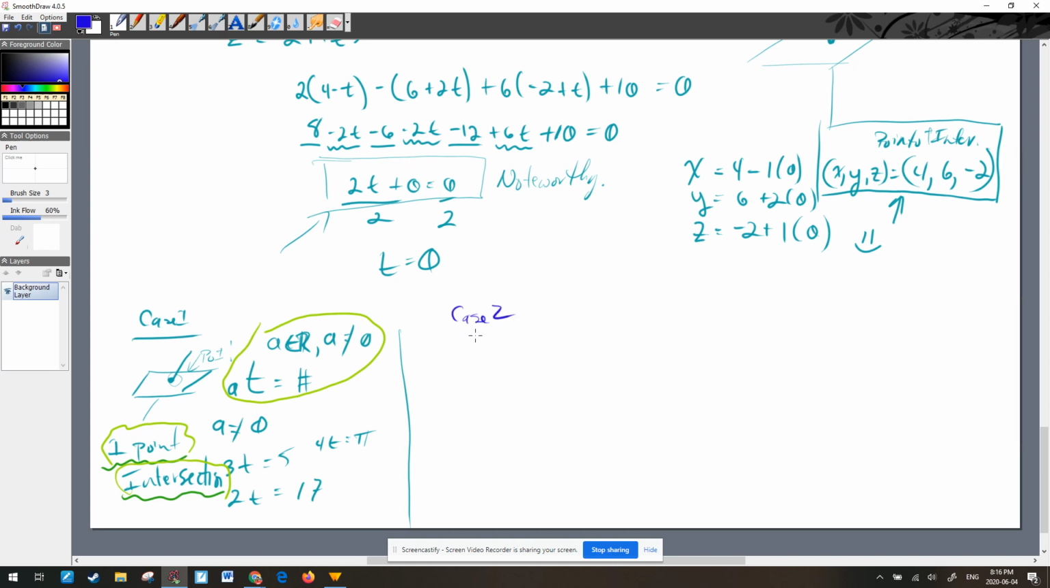Well, case two. Ooh, I like that color. What color is that? Is that blue? Is that purple? I don't know, but I like it.